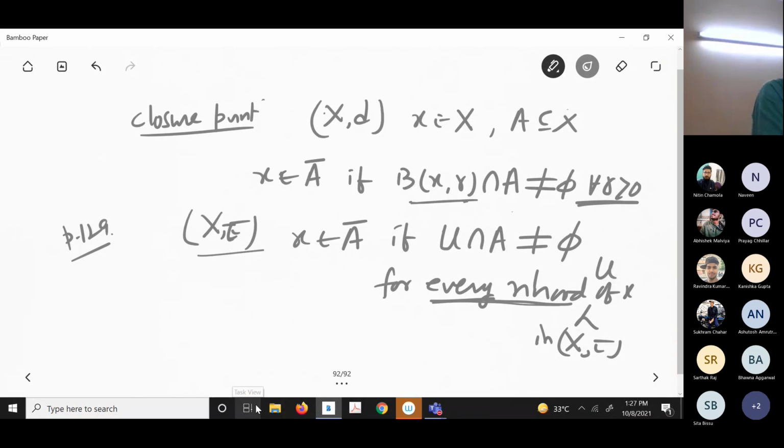Okay, look, that's why you need to study metric space well. You need to understand the concept of metric space well. So every neighborhood, but on the accumulation point, what did you get?